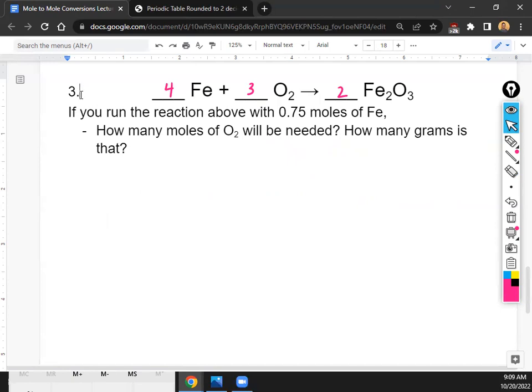Okay. All right, so let's finish up the problem now. So it says if you run the reaction above with 0.75 moles of Fe, how many moles of O2 will you need? There's actually 2 questions, but let's start with the first one. Okay, so our starting number is going to be the only number that we have, which is 0.75 moles of Fe.